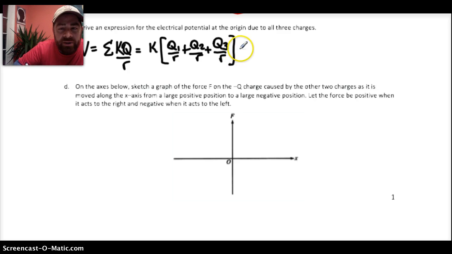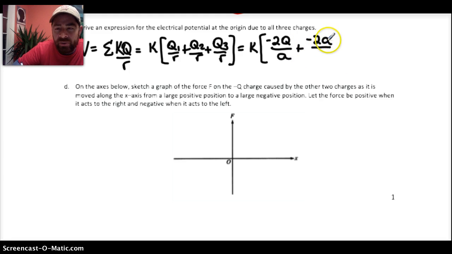The first one has a magnitude, so it's going to be k times negative 2q over our r, in this case, is just going to be a. And I'm going to add to that the second one, which is just below it. So I've got the 2Q charge. That's not an A, sorry, that's a Q. So I get negative 2Q over A, and then finally the last one is negative Q over 2A.